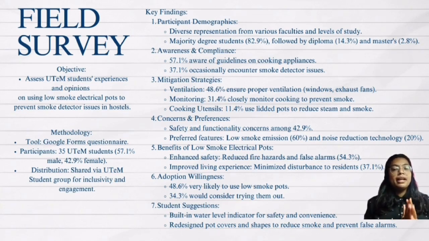42.9% of respondents mentioned safety and functionality issues. The most desired features for these pots include low smoke emission technology, highlighted by 60% of respondents, and noise reduction technology, noted by 20%. Benefits of mini electrical cooking pots. The survey results indicate that 54.3% of students believe mini electrical cooking pots will enhance safety by reducing fire hazards and false alarms.